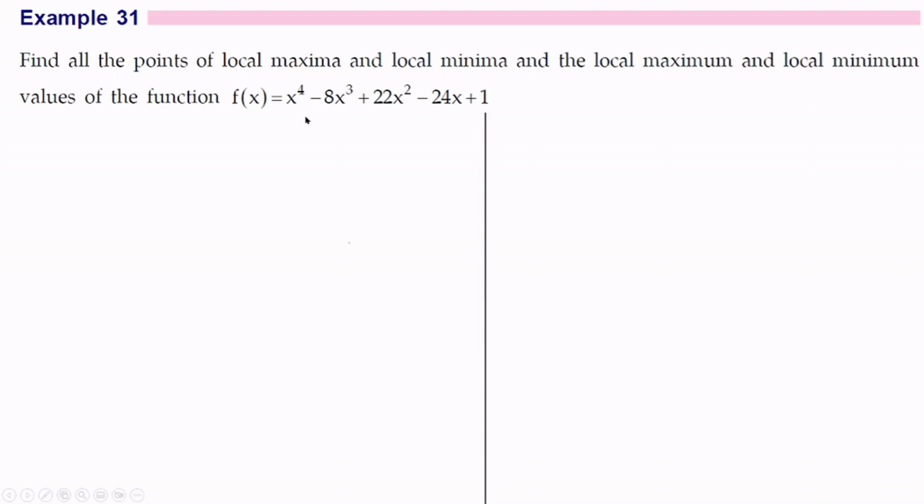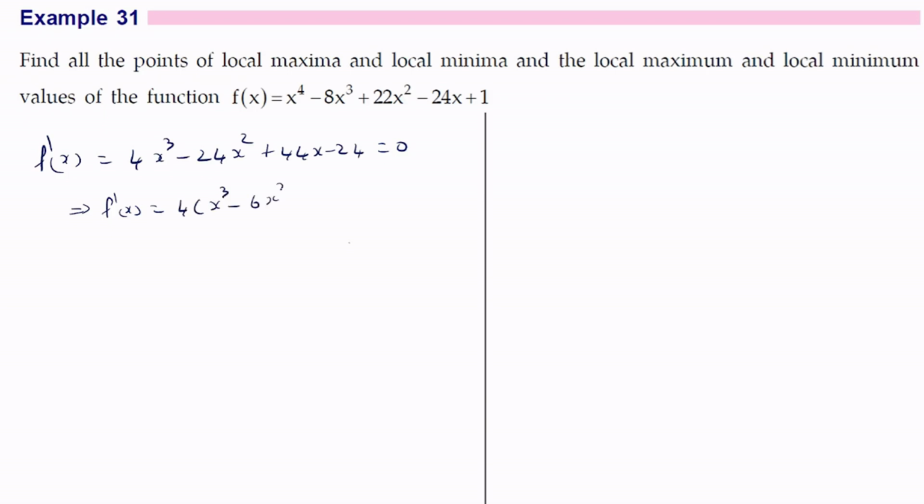To find the local maxima and local minima, first let us find the critical points. So we need to find f dash of x. F dash of x is 4x cube minus 24x square plus 44x minus 24. This is equal to 0 at the critical points. So f dash of x is equal to 4 into (x cube minus 6x square plus 11x minus 6), equal to 0. Here if we substitute x as 1, we get f dash of 1 equal to 0.